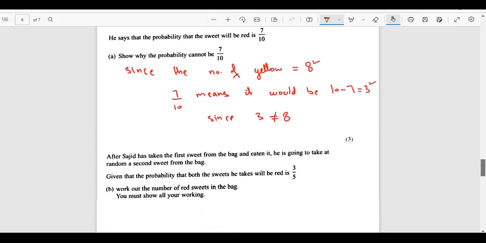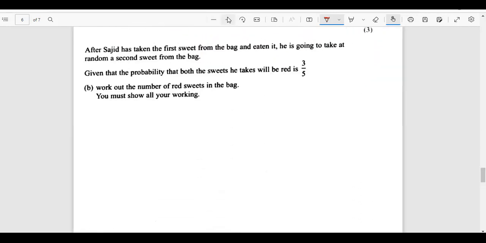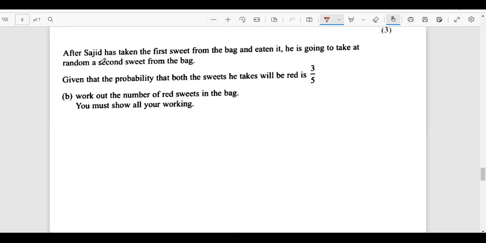Now let's talk about this one. It says after Sajid has taken the first sweet from the bag and eaten it, he is going to take at random a second sweet from the bag. Given that the probability that both the sweets he takes will be red, work out the number of red sweets in the bag. Think about it.